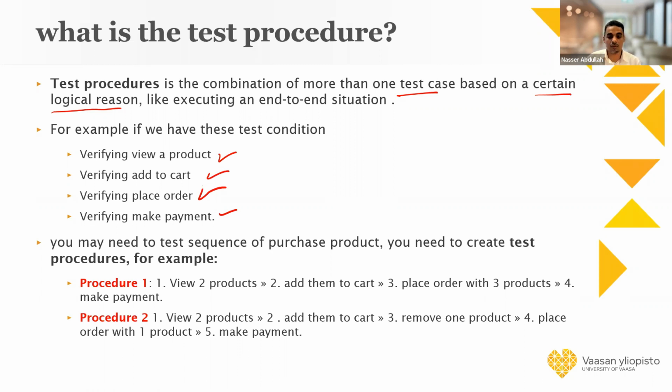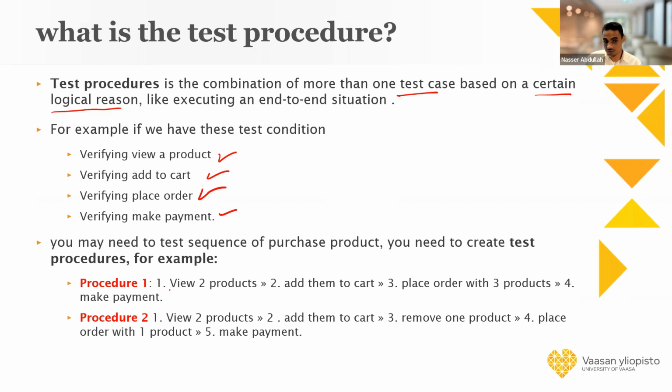So we have to create a procedure, because you can say that viewing a product works, and adding to the cart works, but what about the sequence of steps from viewing the product until making the payment? We have to create a test procedure for that. There is a reason: we want to test the sequence of these test cases. So here we have to create a test procedure.